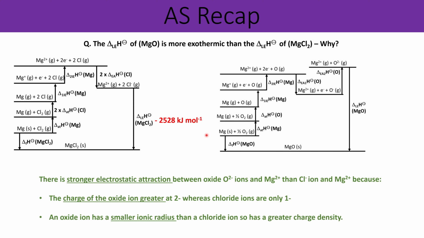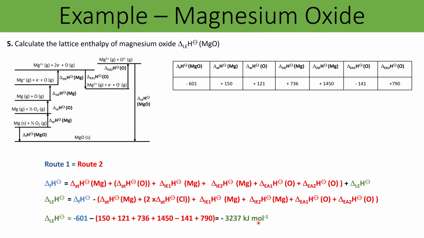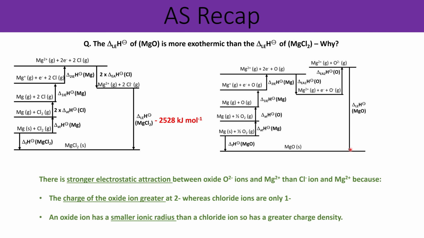Whereas alternatively, the lattice enthalpy for the magnesium oxide was minus 3,237. So to break that bond going between there and there, you'd need to put in 3,000-odd kilojoules of energy to break the bonds in 1 mole of the ionic compound. So you've got to put in more energy to break a magnesium oxide ionic bond than you have the magnesium chloride's ionic bonds in the giant ionic lattice.